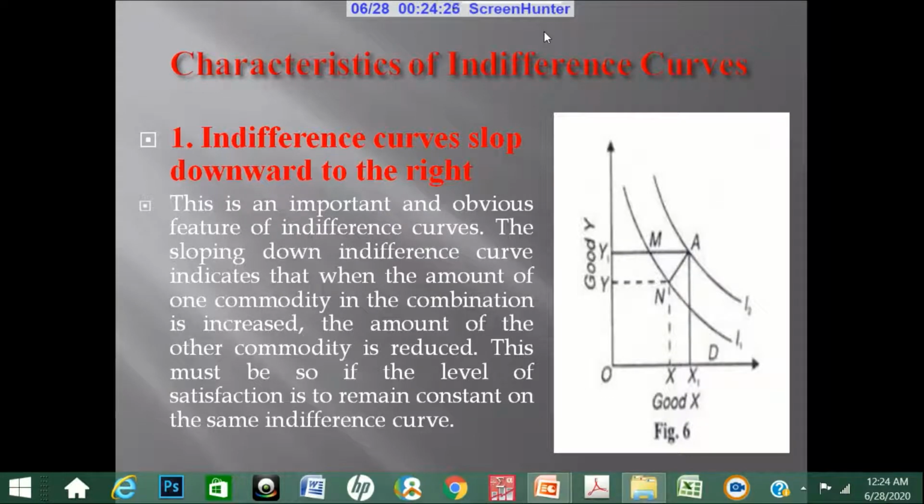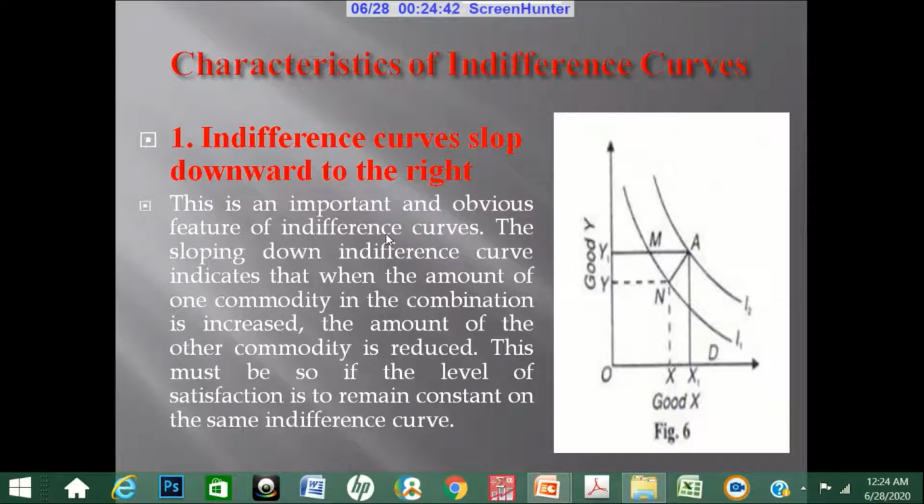Characteristics of indifference curve. Indifference curve slopes downward to the right. As shown from this figure, the indifference curve slopes downward to the right. This is an important and obvious feature of indifference curve.